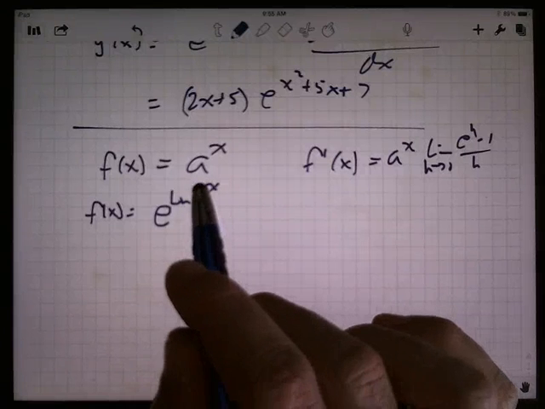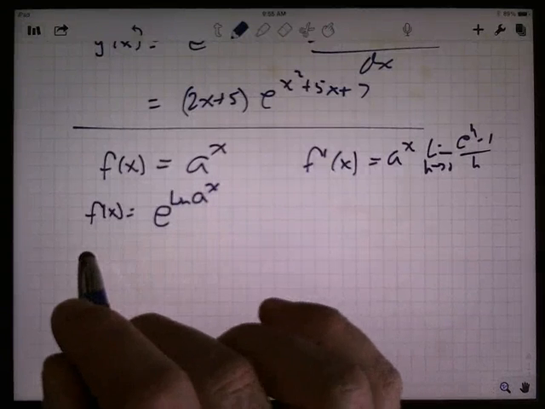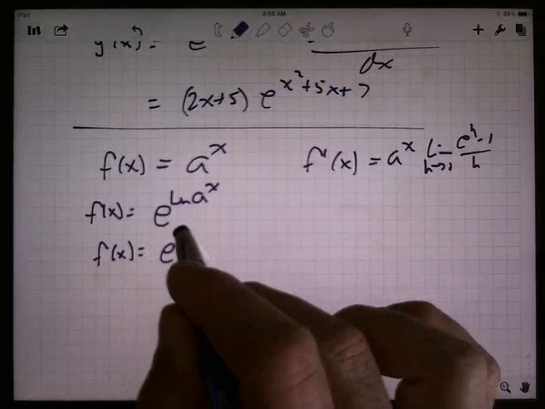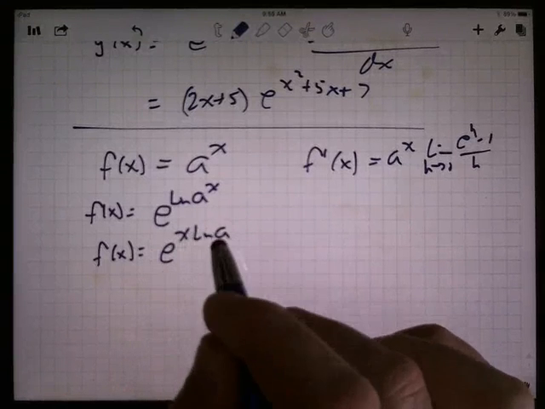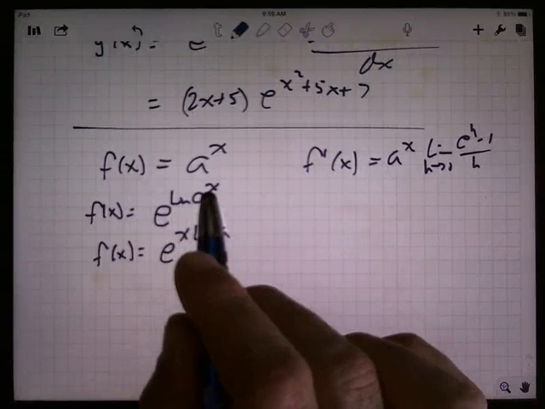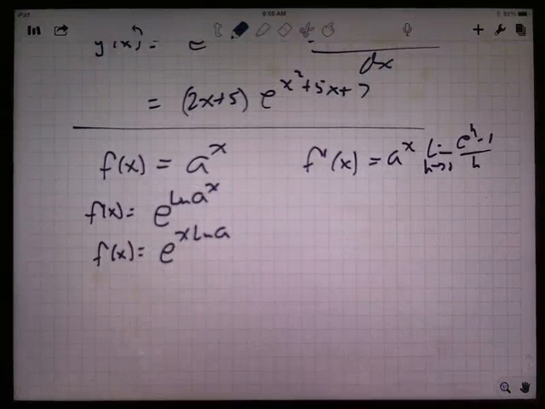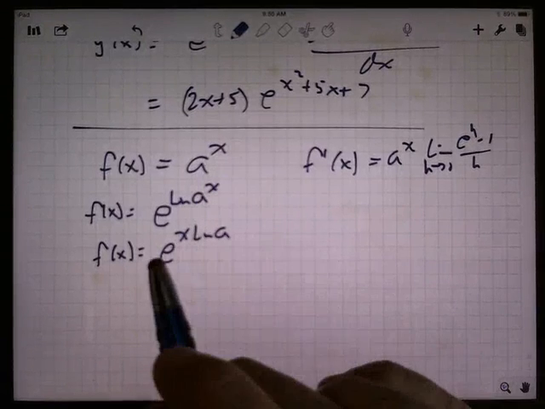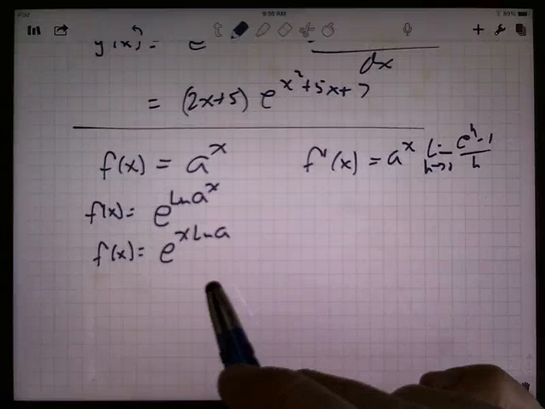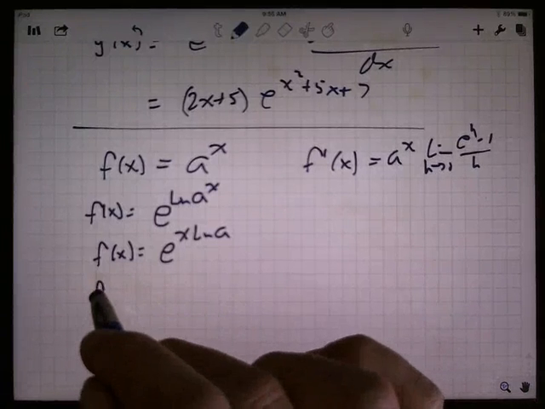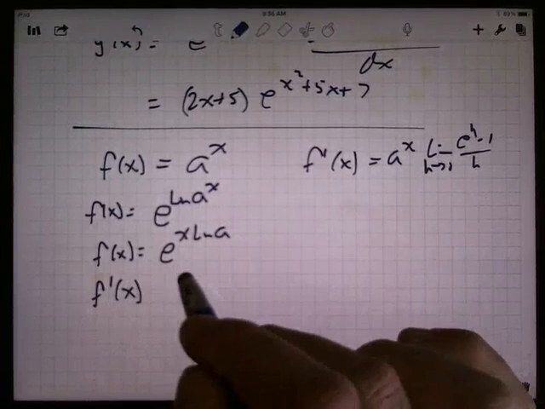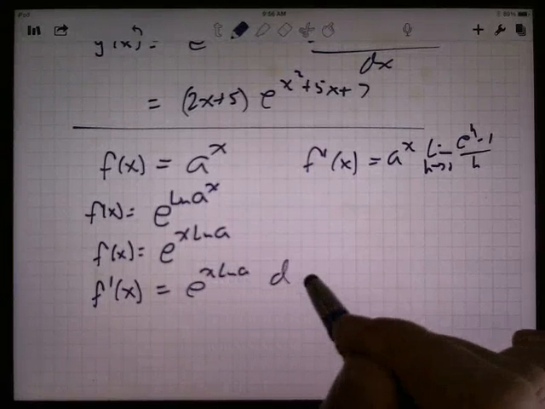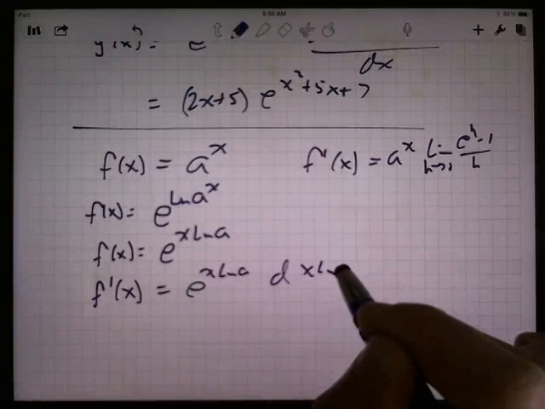But what I can do here is I can use a property of log and say now that f of x is e to the x times natural log a. That is, log of a to a power, the power can come out in front as a multiplier. Okay. So now I don't have a to the x, I have e to a power. Well, I like e to a power. I know how to take the derivative of e to a power. The derivative of e to the power is e to that same power times the derivative of the power.